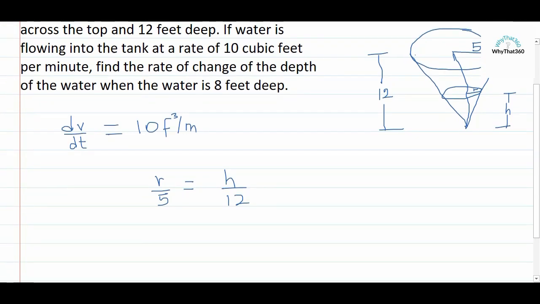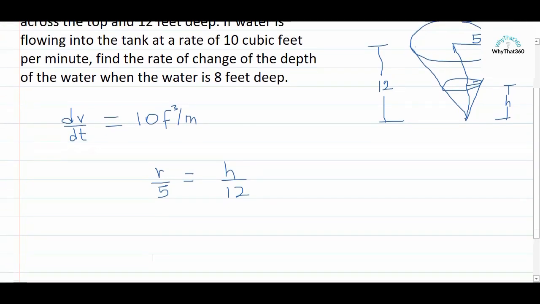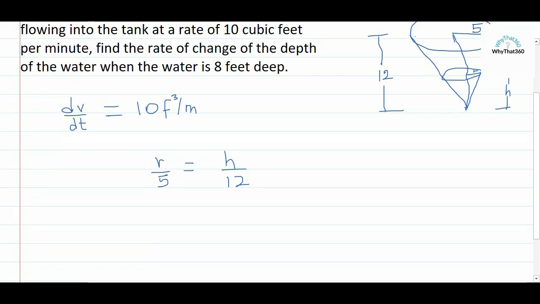And then here we can make r the subject. Making r the subject gives us r is equal to 5h divided by 12. And we know dV/dt was 10 from the question, and we want to find dh/dt, the rate at which the depth of the water is changing when the depth is 8.